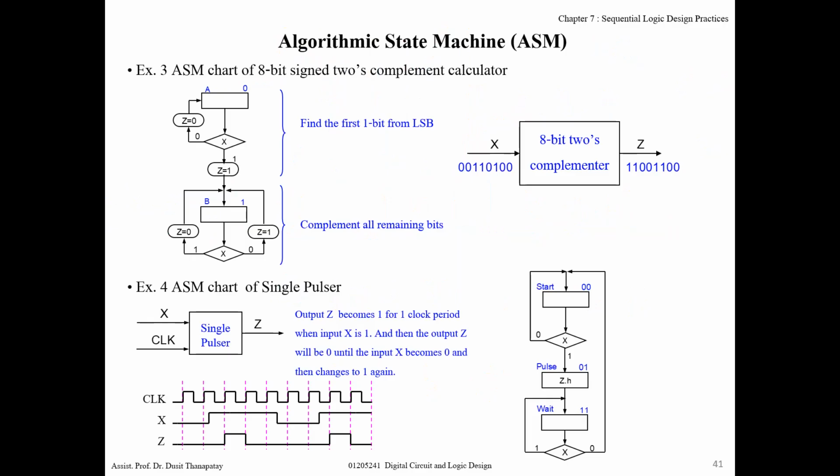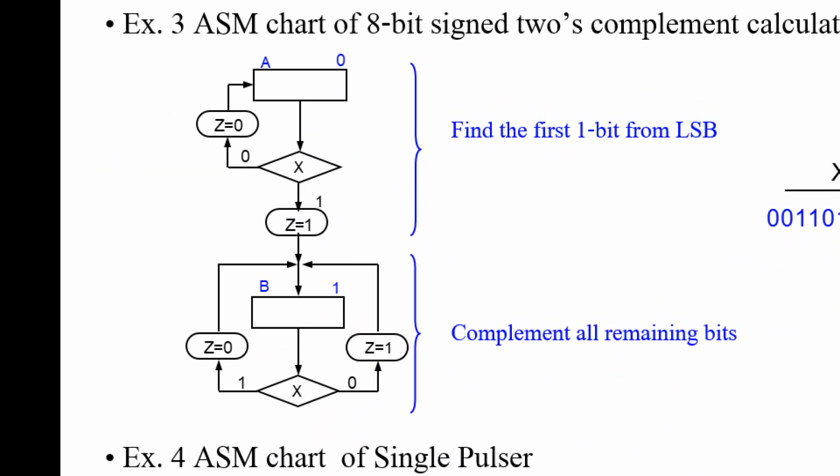Okay, based on this algorithm, at the beginning, at state A, if input x is 0, output z is 0. If x is 1 for the first x, output z is 1. But after that, it changes to state B. At state B, if x is 0, output is 1. If input x is 1, output is 0. Okay, that's all.